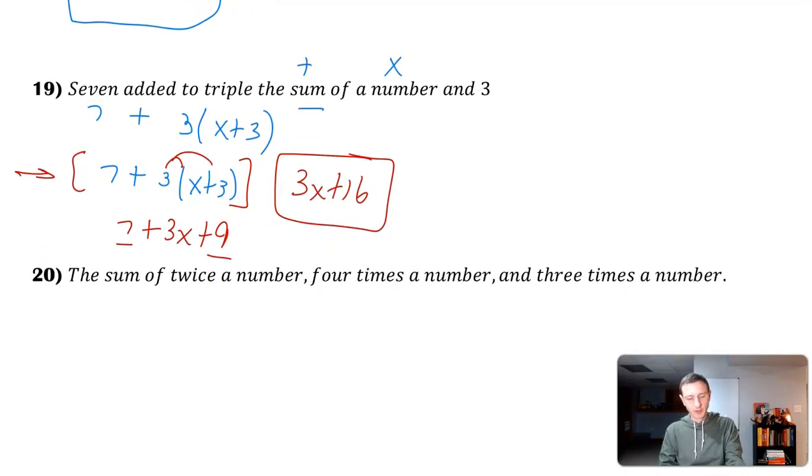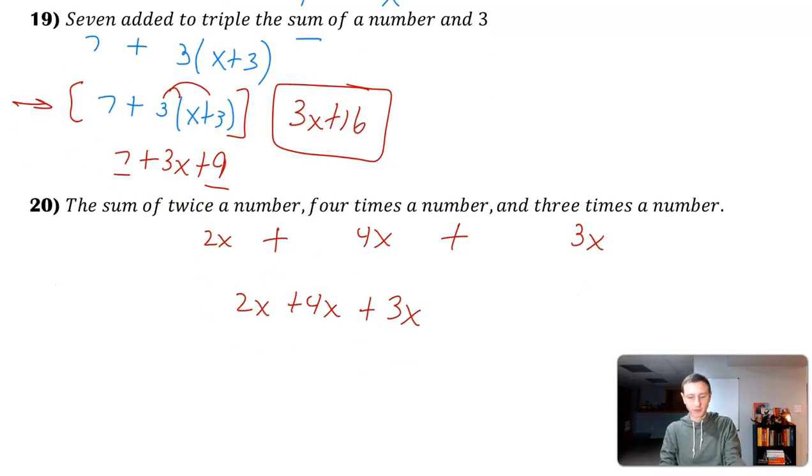And last one for this video. The sum of twice a number, 4 times a number, and 3 times a number. So the sum of 2 times a number, 4 times a number, 3 times a number. So 2 times a number is 2x. 4 times a number, 4x. 3 times a number, 3x. And I want to take the sum of all of those things added together. So I'm just going to slip addition signs in here. So it's 2x plus 4x plus 3x.